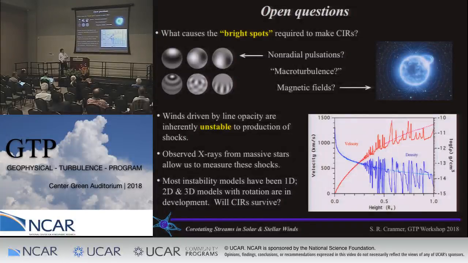If you really look in detail at these Castor-Abbott-Klein equations, you find that the radiation driving is really an intrinsically unstable phenomenon. The flows spontaneously produce a very narrow collection of shocks throughout the outflow in density and velocity. And these are just one-dimensional models. We're still working on 2- and 3-dimensional models, where we still don't really know whether these large-scale corotating streams will survive when put in a field where these instabilities are allowed to happen.